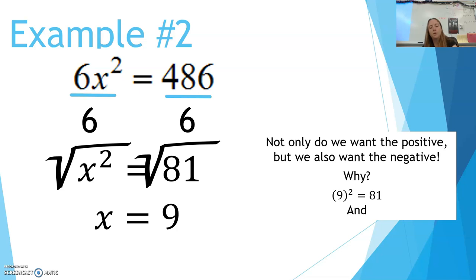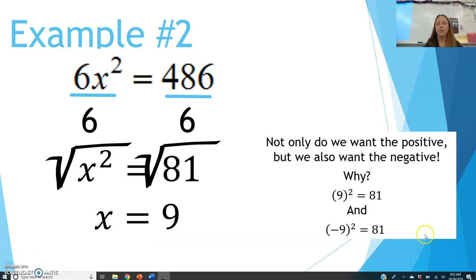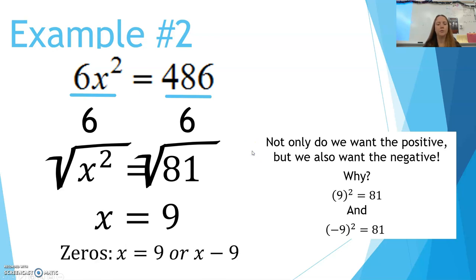And so in this one, we can also plug negative 9 in because negative 9 times negative 9 is 81. So yes, we always have to have the positive and the negative. You can write it out as plus or minus 9, or you can say x equals 9 and x is equal to negative 9.